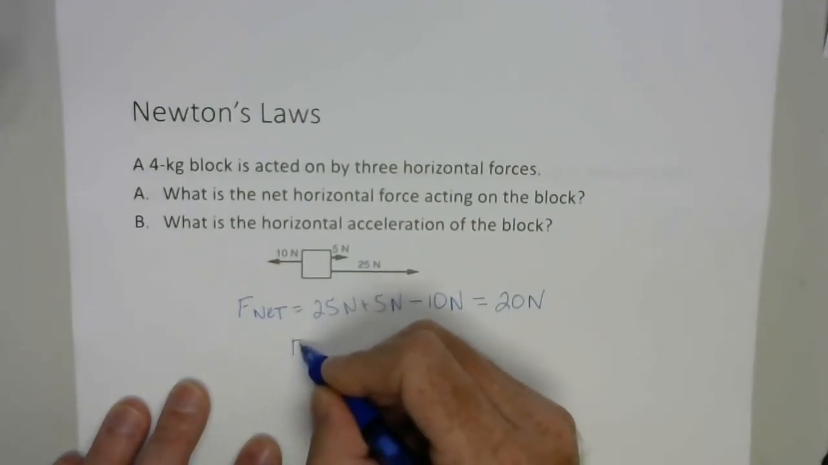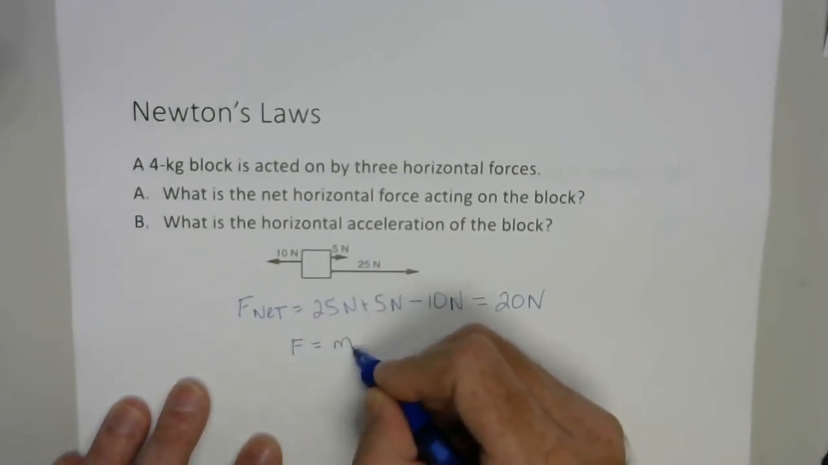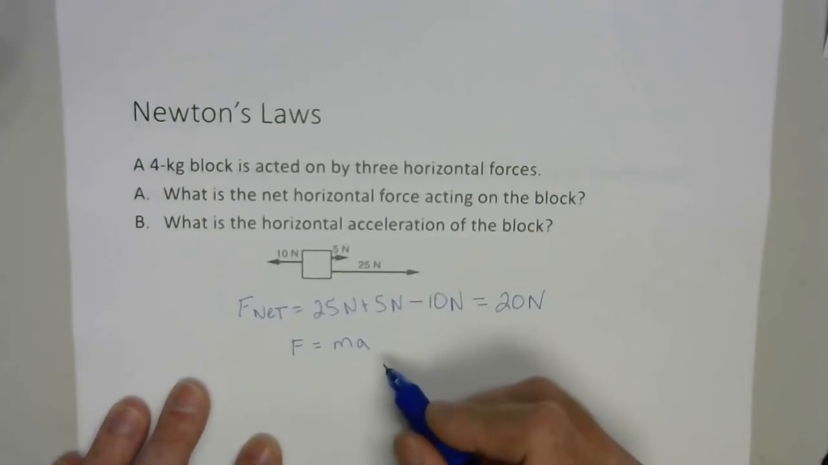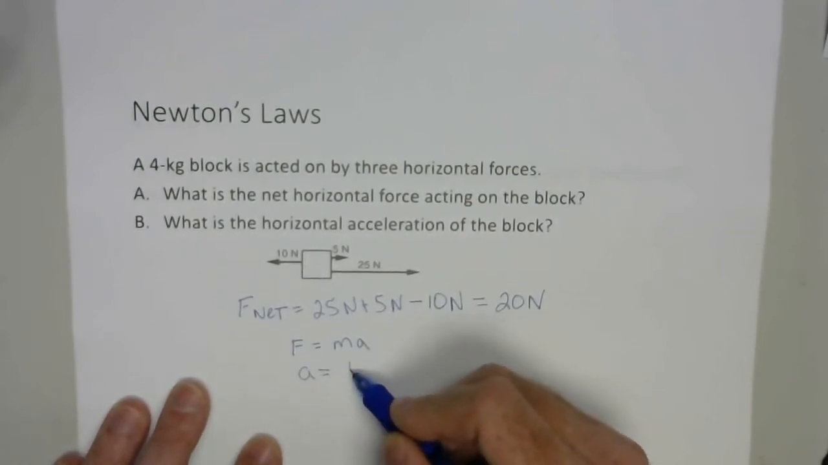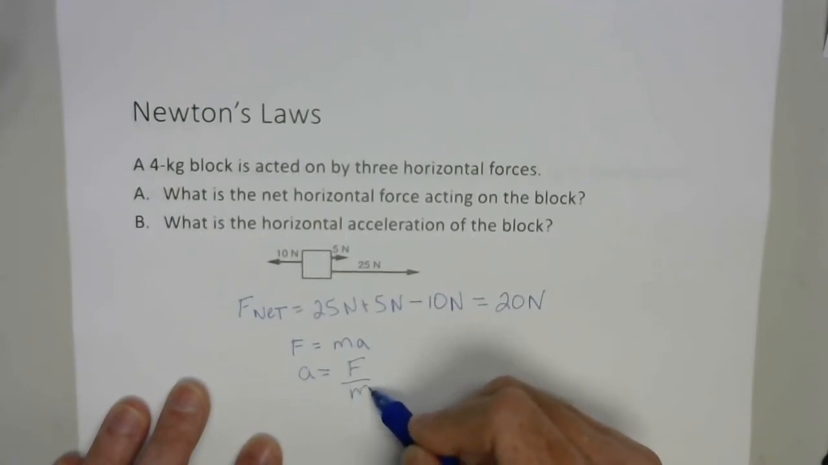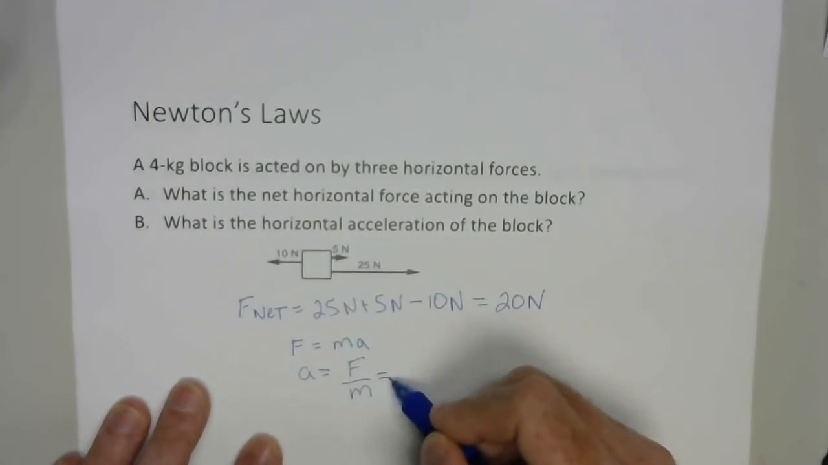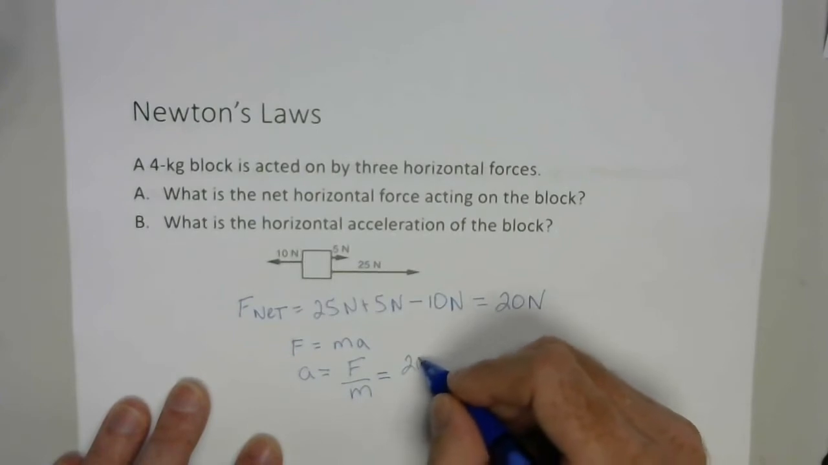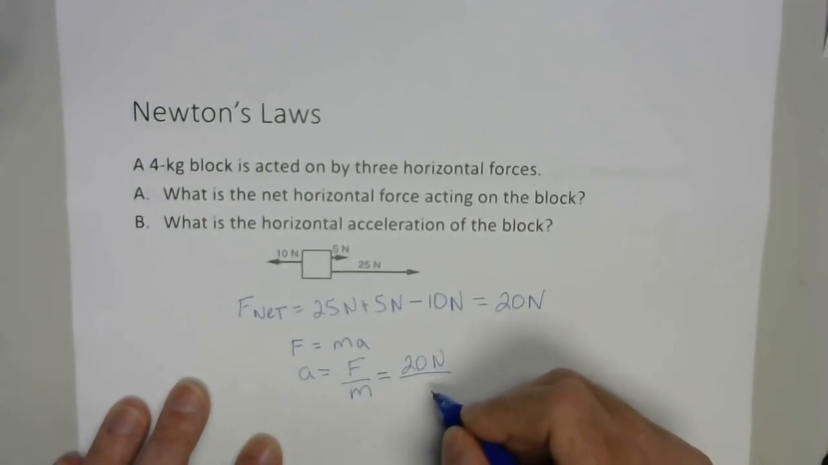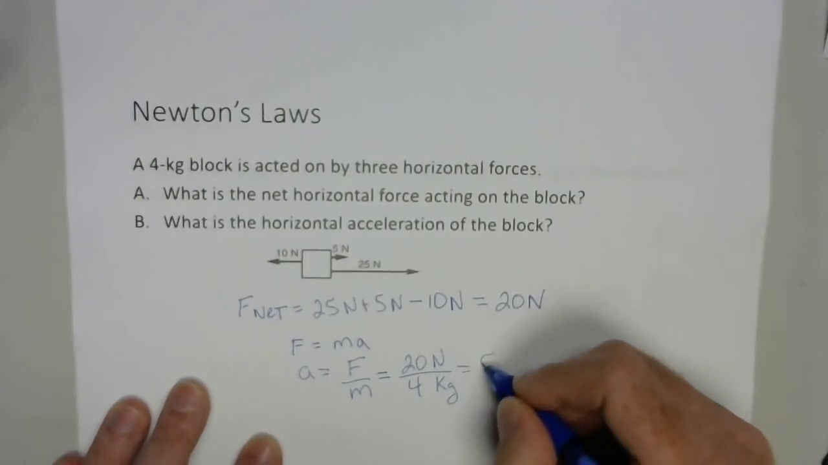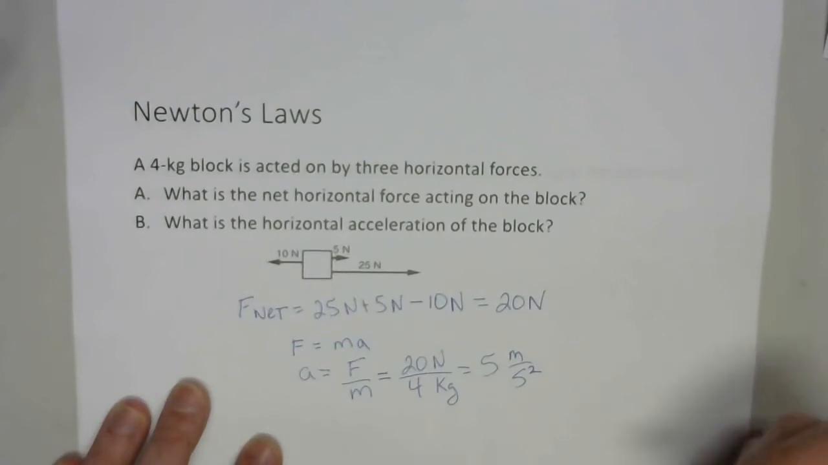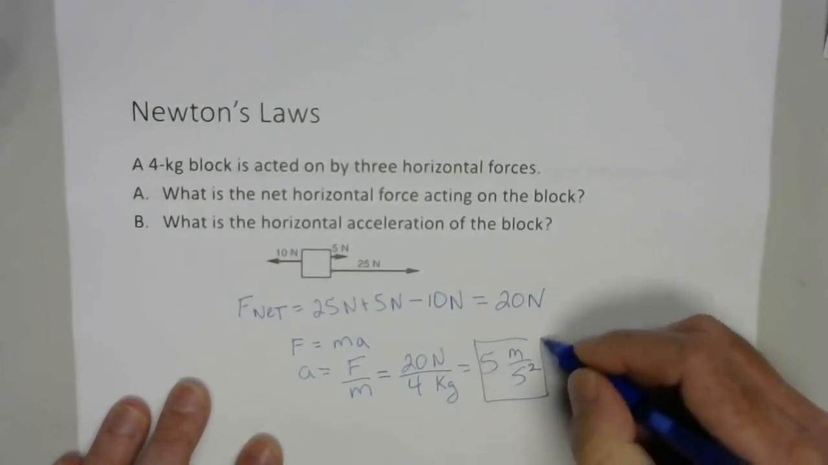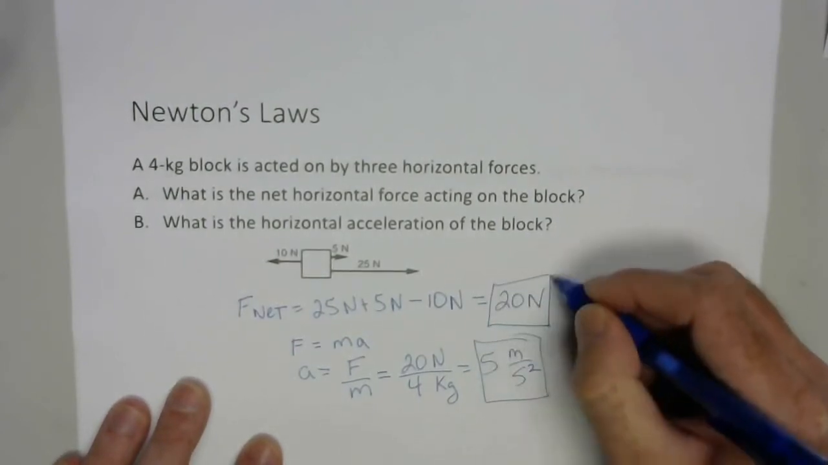And then we're again going to use Newton's second law, F equals ma. So this time we're going to find the acceleration. a equals F divided by m, or 20 newtons divided by 4 kilograms will be 5 meters per second squared. And so that would be the answer to B. That is the answer to A.